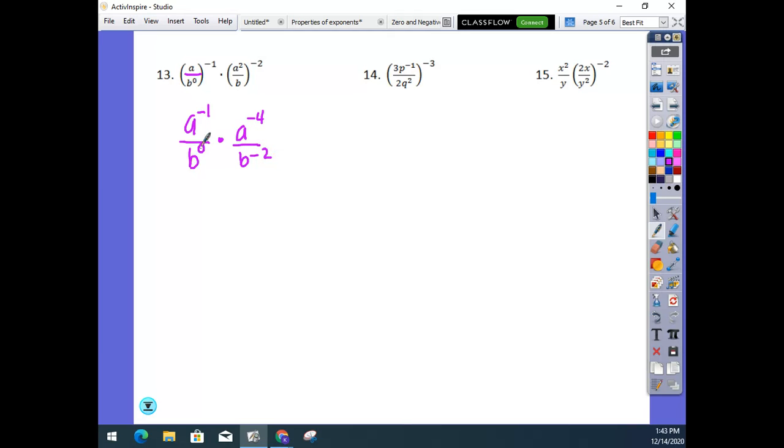B to the 0, anything to the 0 is just 1. So let's move things around. I need to move the a to the bottom. And so in doing so, I need to hold that in the bottom with a 1. Then I'm going to move the b to the top and the a to the bottom.